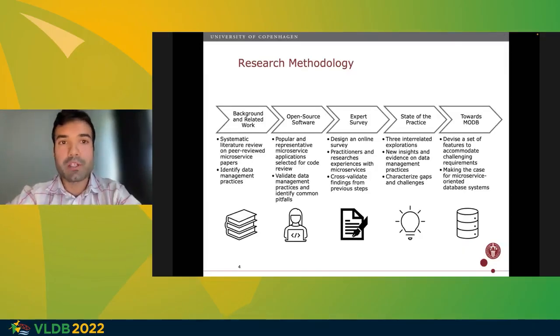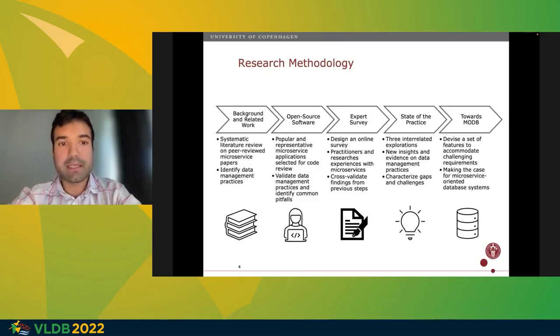So we put forward a research methodology divided into 5 steps to further assess this matter. First, we analyzed more than 200 peer-reviewed papers looking for the common data management practices in real-world deployments of microservice architectures. Based on this knowledge gathering, we looked for open source repositories of popular microservice applications. We analyzed more than 20 and we selected 9 for further analysis.